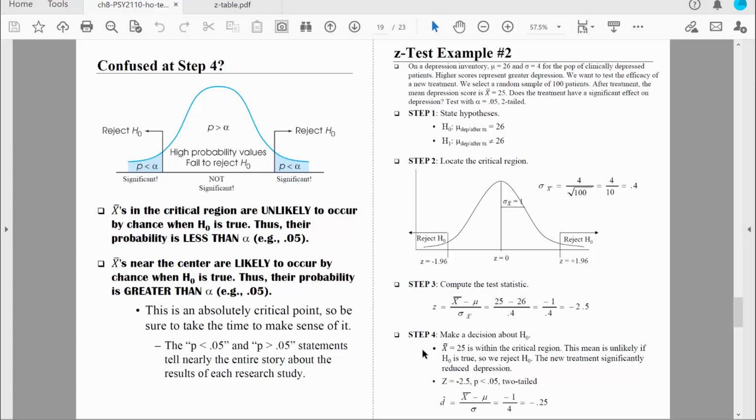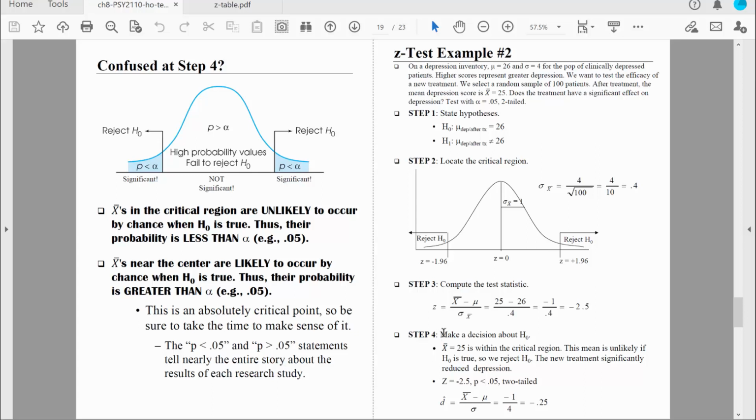So based on the work that we've already done, we concluded that we are going to reject the null hypothesis. And here's how I would put that into context. I would say that that sample mean of 25 was within the critical region. This sample mean is unlikely to be found by chance if the null hypothesis is true, so we reject the null hypothesis. In everyday language, what did we find? We found that the new treatment statistically significantly reduced depression.